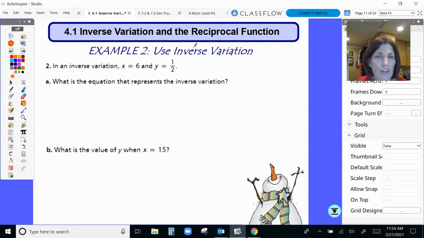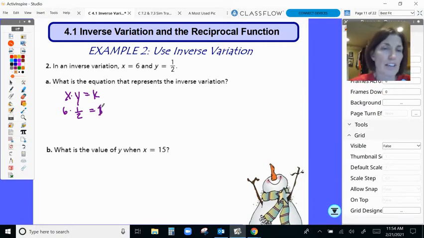So you might want to try this on your own, but in an inverse variation, x is 6 and y is 1/2. So what is the equation that represents the two? So we know that x times y equals my k. So we know that 6 times 1/2 equals 3, right? Sorry, equals k. Shouldn't put that there, which means that 3 equals k. So that's my k. Okay.